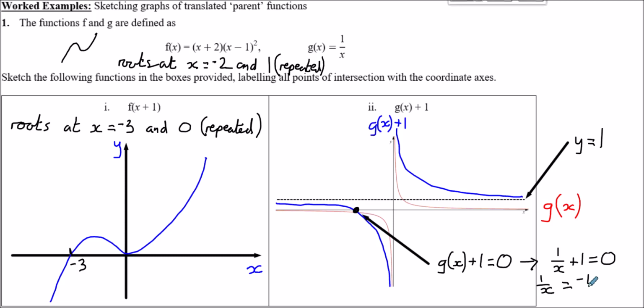You can rearrange further if you want to, like multiply both sides by x, but 1 divided by what number would give you minus 1? x has got to be minus 1, hasn't it, if you think about it? So that x-axis intercept is where x is minus 1. And that's all there is to it. But let's have a look at another example now.